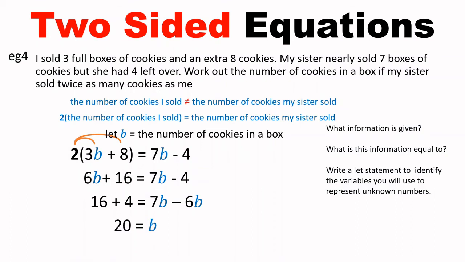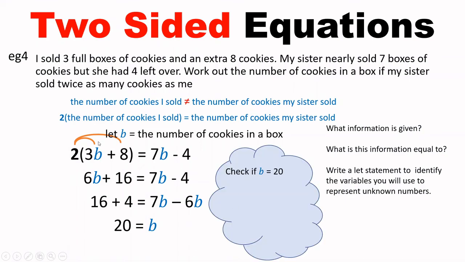1b is the same thing as just a b on its own, and b on its own is equal to 20. Again, remember what the b represents. B is the number of cookies in a box, and that's what we were trying to work out, the number of cookies in each box. There are 20 cookies in each box. Shall we check it? If b is equal to 20, we should be able to do 2 times 3 times 20 plus 8, and that should be equal to 7 times 20 minus 4. Are they equal?